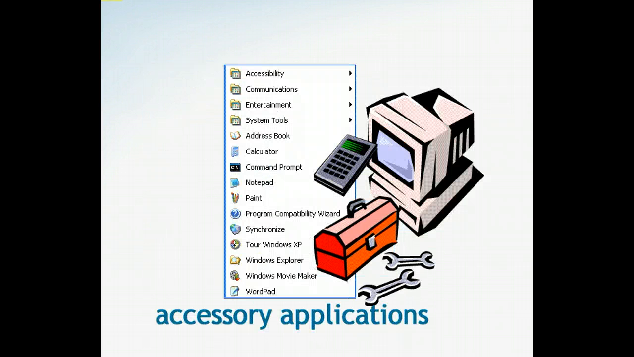Before you can use your computer to its fullest capacity, you need to understand how Windows is designed to increase your efficiency. One of the major ways Windows makes you more efficient is by providing accessory applications that can help you perform specific tasks, such as word processing, calculating, and maintaining your system.